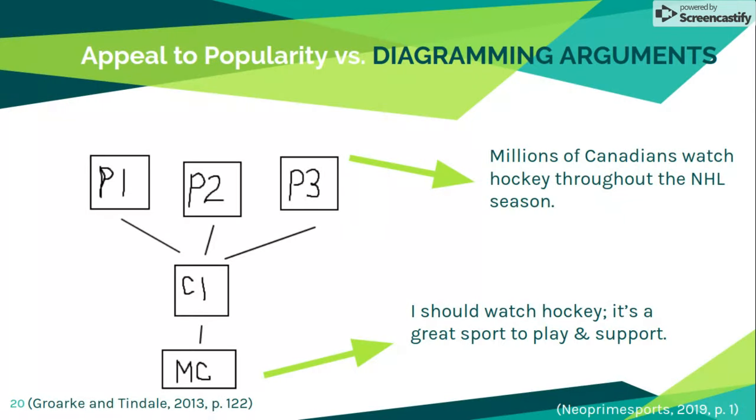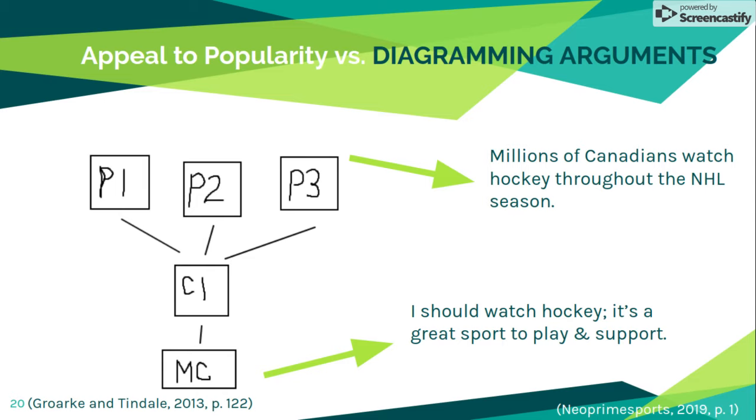Moving on, appeals to popularity is similar to diagramming arguments. Not in the sense that they have the same general topic, it's just you can apply diagramming to appeals to popularity. So, for example, millions of Canadians watch hockey throughout the NHL season. This is true. This is a claim. And a conclusion that you can draw from this. So if you look at my diagram, the main conclusion is at the bottom with the lowest green arrow: I should watch hockey. It's a great sport to play and support.